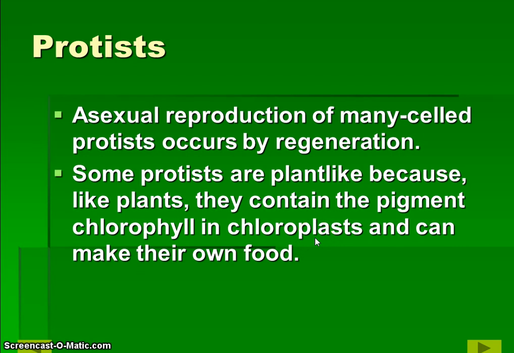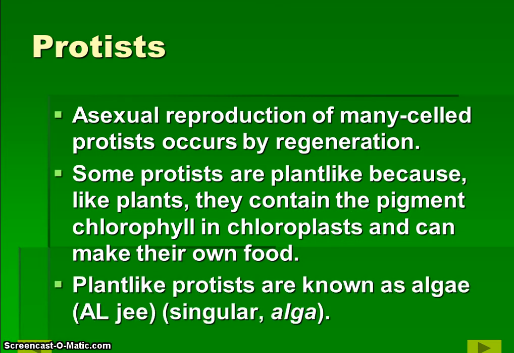Now all of this is going to exist within these certain types of protists. So these protists that are going to be more plant-like, because like plants, they will be able to produce their own food and energy. Now plant-like protists are known as algae. So one type of that is going to be algae, which will be a plant-like protist. So singular is going to be alga.